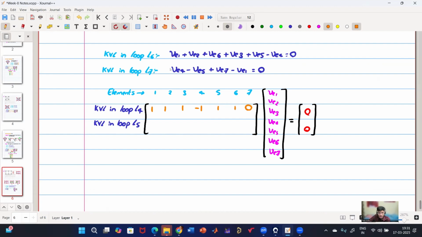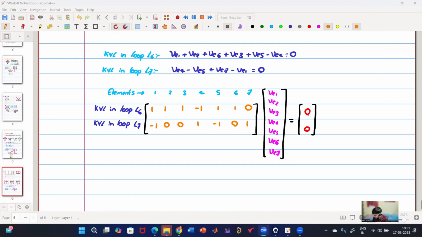Yeah, very good. So now maybe Nandini, can you tell me what will be the KVL in loop? Okay, again the names will change. So this is L6 and L7. Nandini, are you there? Yeah, she has mentioned in the chat. So she says minus 1, 0, 0, 1, minus 1, 0, 1. So this is what she said, right?